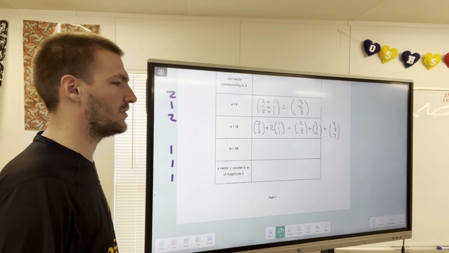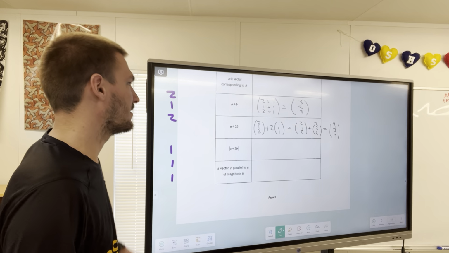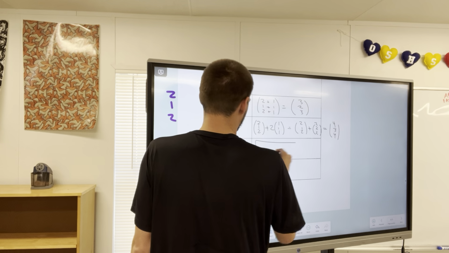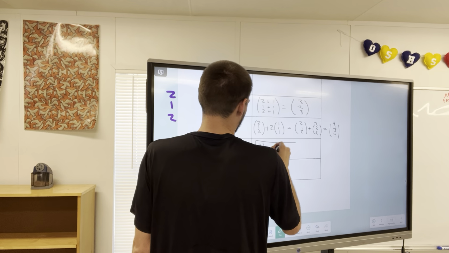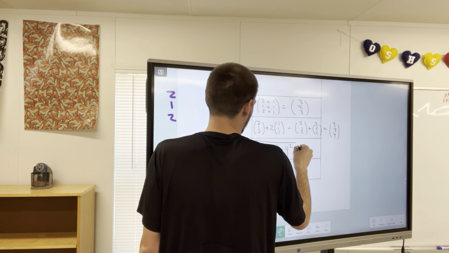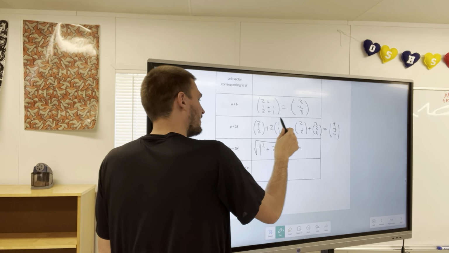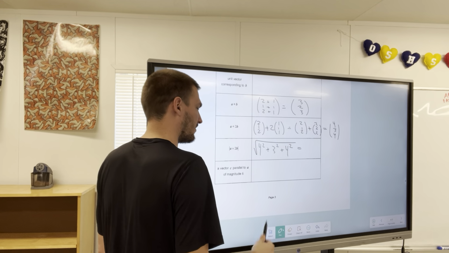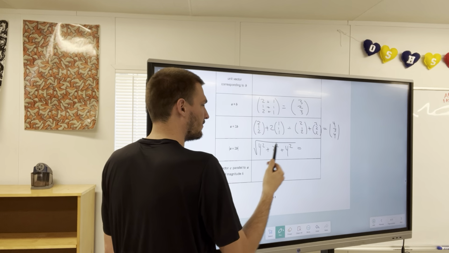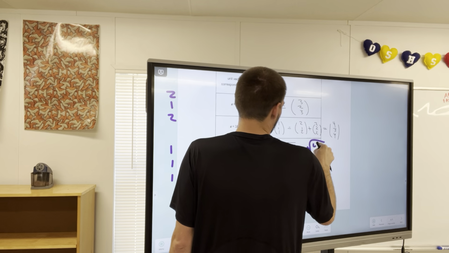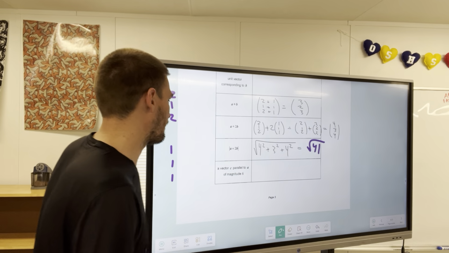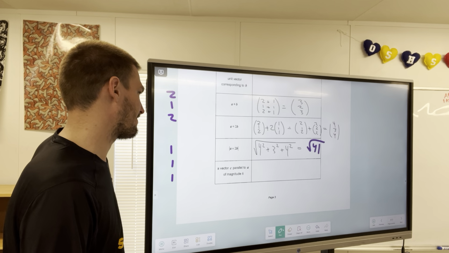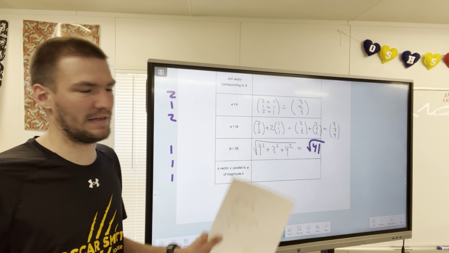The magnitude of this new thing would be the square root of 4 squared plus 3 squared plus 4 squared, which is 16 plus 16, which makes 32, plus 9, which makes 41. Square root 41. Again, just very, very basic stuff.